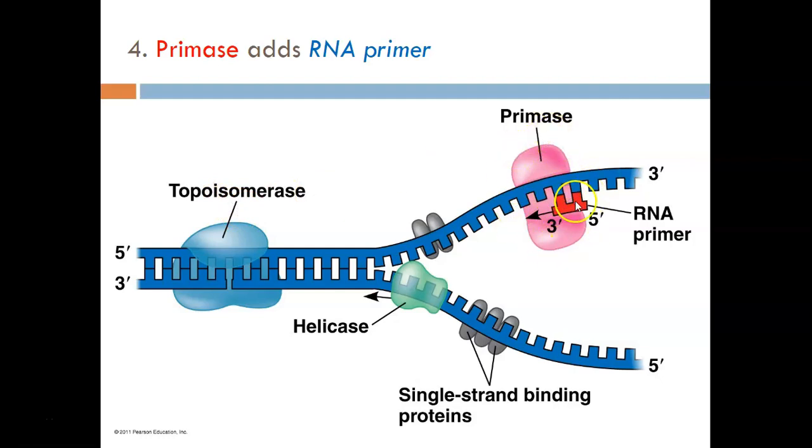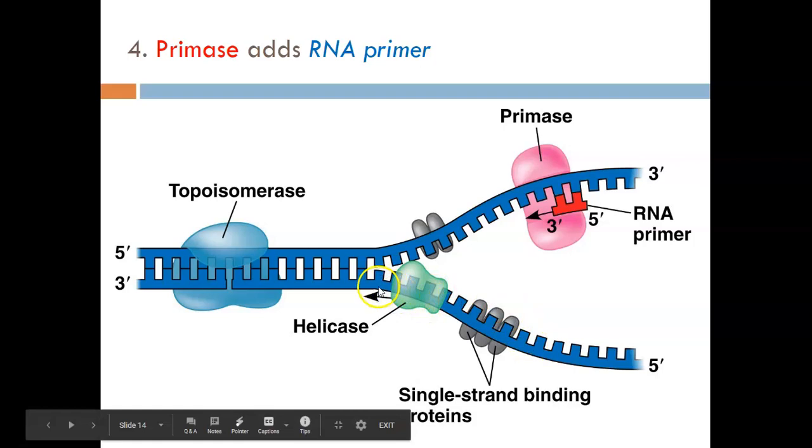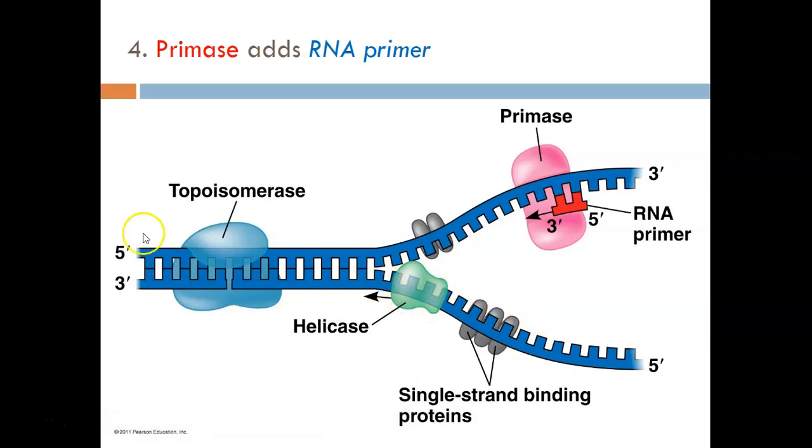Primase comes in and adds that little RNA primer, while helicase is marching down. Topoisomerase is first unwinding, helicase is coming in and unzipping, and then primase can actually come in and do its thing. And you can see that the original strand here is going 5' to 3'. Therefore, in the anti-parallel sense, the newly synthesized strand is moving in the 5' to 3' direction in the opposite.